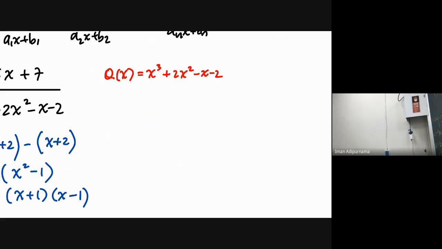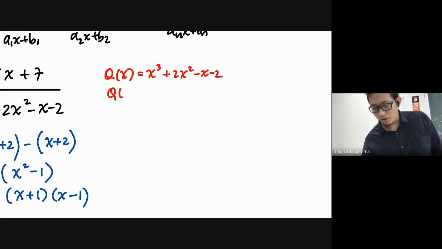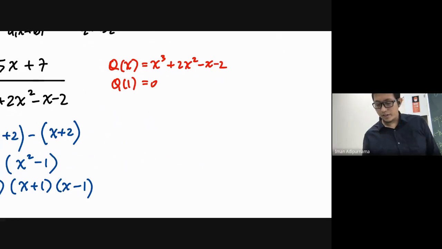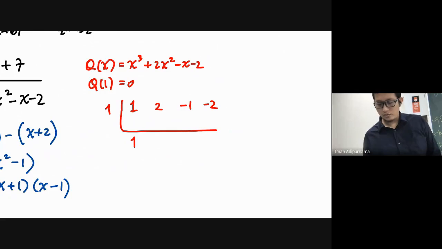So maybe 1. 1 plus 2 is 3. 3 minus 1 is 2. Minus 2 is 0, right? So 1 will be a factor. Because 1 is a factor, let me write q of 1 is 0. So 1 is the factor, so I can divide this with 1. 1, 1 becomes 3. 3 plus 2 is... 2 becomes 0. Okay, so we get 0 here.